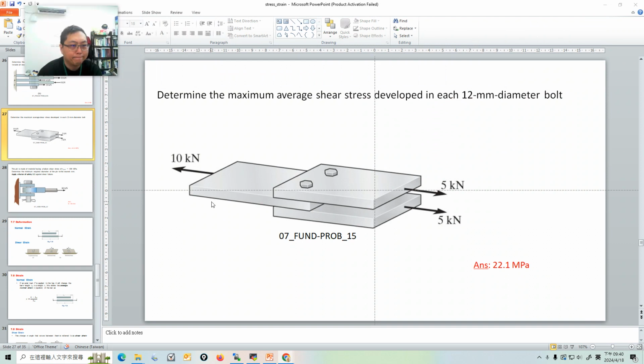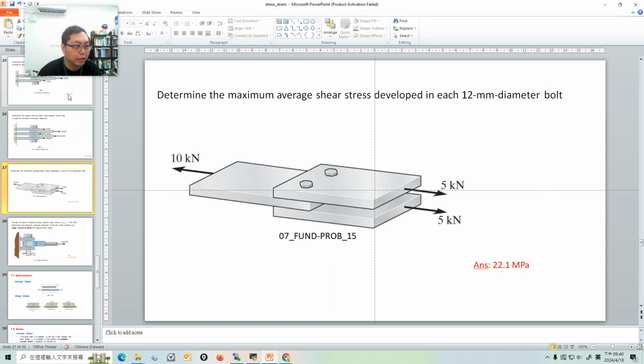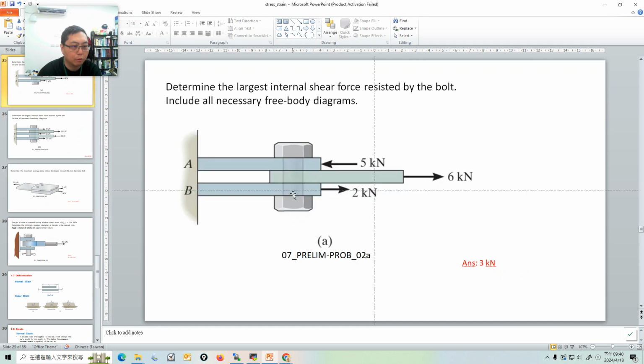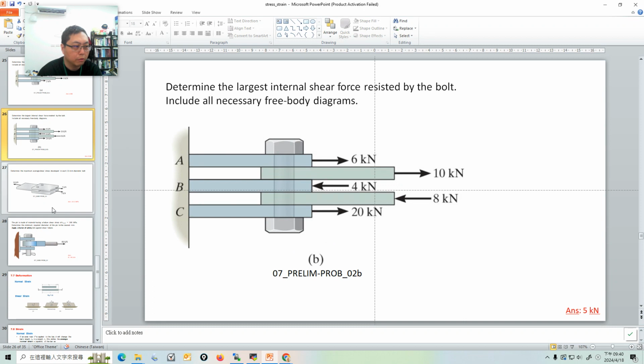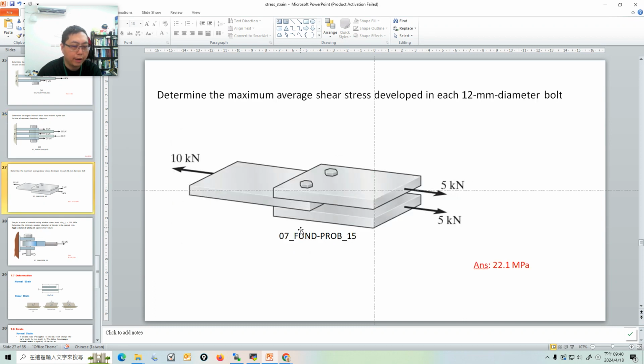And this problem does not have only one bolt, because in the previous two examples we only had one bolt. Here, this is one bolt, and this is two bolts. Here is the problem: we have two bolts holding these three pieces together, and this is the external force on these pieces.